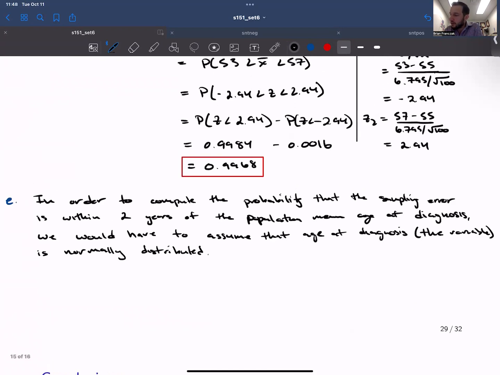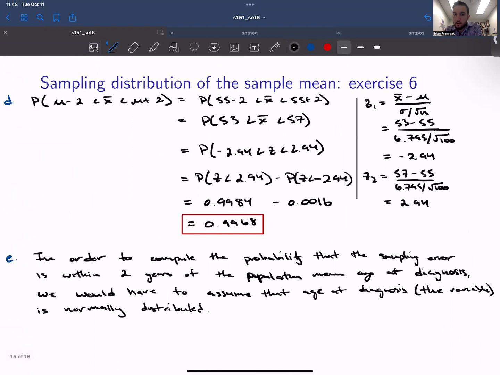way that we can perform the calculations that we had in part C and part D is to assume that the variable is normal. Because if the variable is normal, we can assume the sampling distribution of X bar is normal, regardless of what the sample size is. Otherwise, we cannot perform the calculations in C and D because we don't know the distribution of X bar. All right. Okay, so as always, if you have any other questions, please let me know.